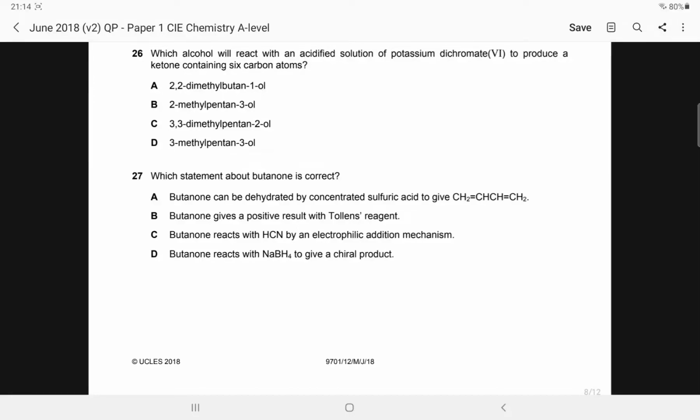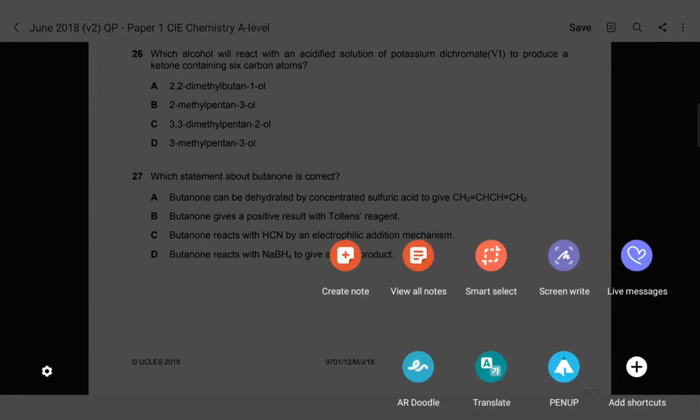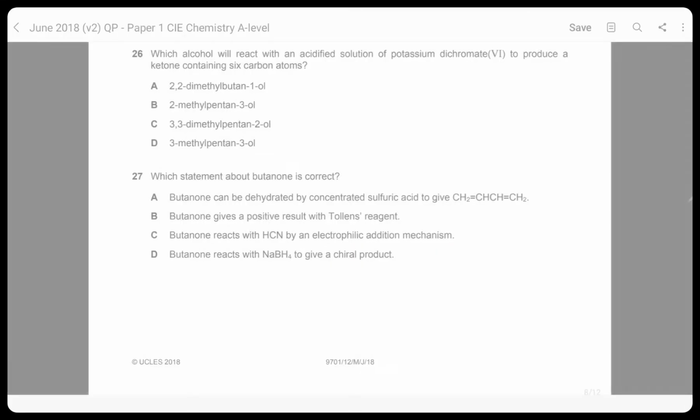The last part, we were hopeful that things are going to get easier as we go forward. So spoilers, they don't. For 26, which alcohol will react with an acidified solution of potassium dichromate to produce a ketone containing 6 carbon atoms?